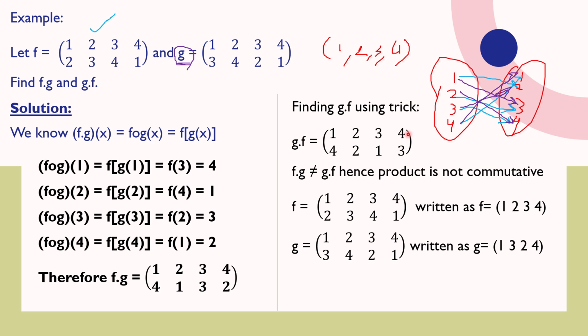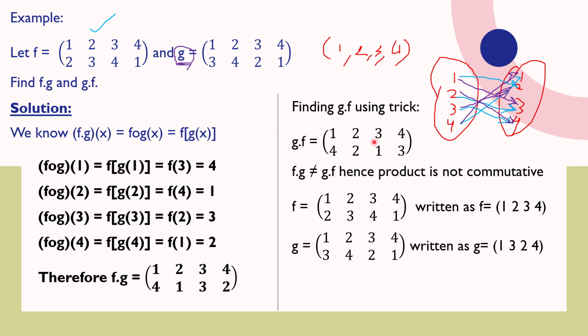Then for 4, you look in f. The image of 4 in f is 1, and then you look in g. So the image of 1 is 3. So the image of 4 is 3. Alright, that's a simple trick. Whenever you're doing g dot f, you will first look in f and then g. If you're doing f dot g, you will look in g and then you will look in f. Alright, that's how you perform the products.